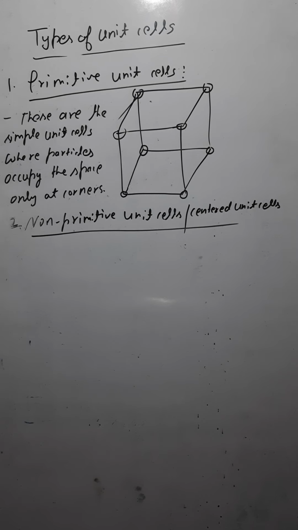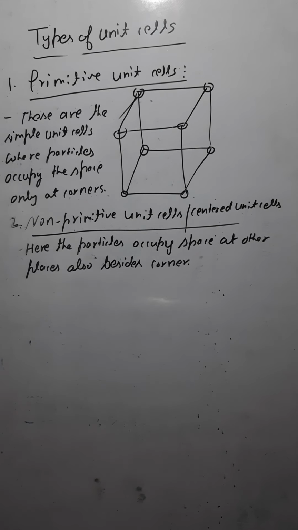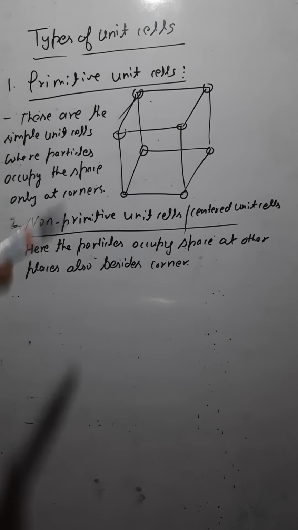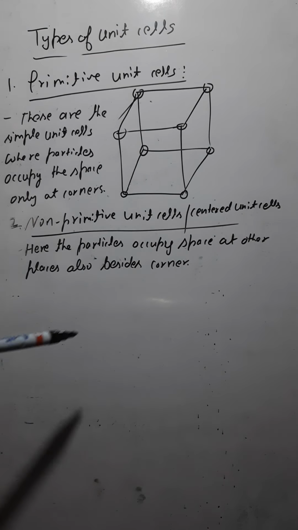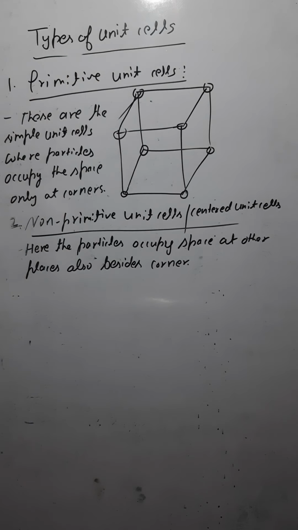The non-primitive cells can also be of many types. Let me first write about the non-primitive unit cell here. What is a non-primitive unit cell? Here the particles occupy space at other places also beside the corner. At the corner the particles are there, but beside the corner you have particles at other places also. Are you getting it? So this was the second category of the unit cell.